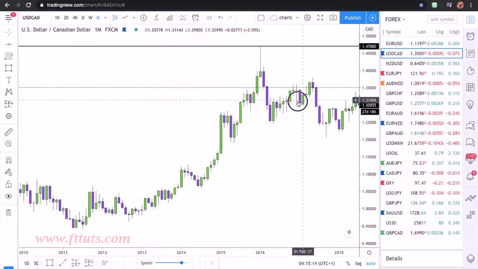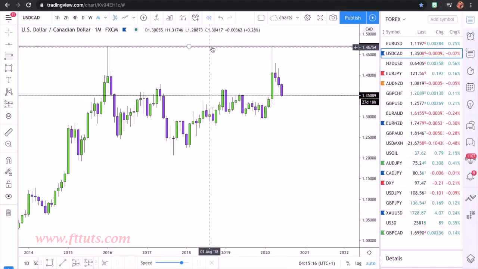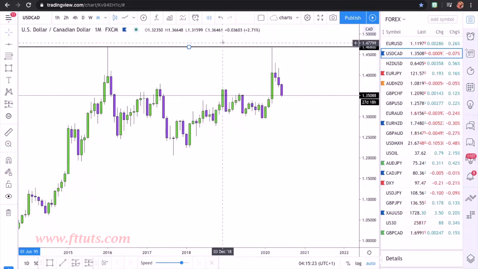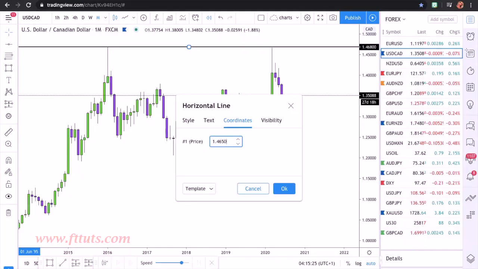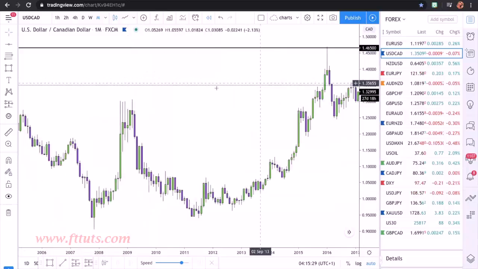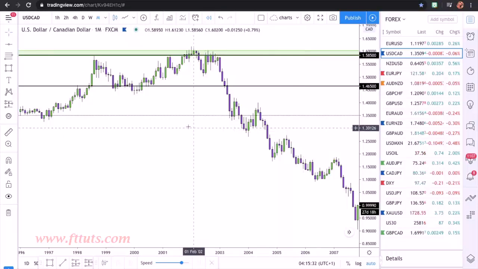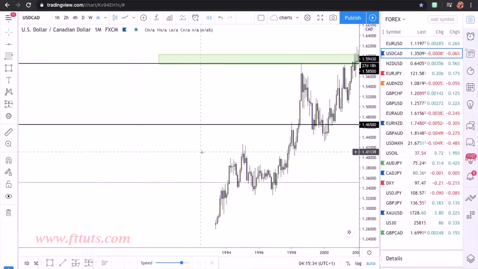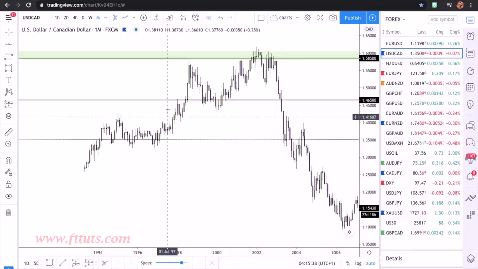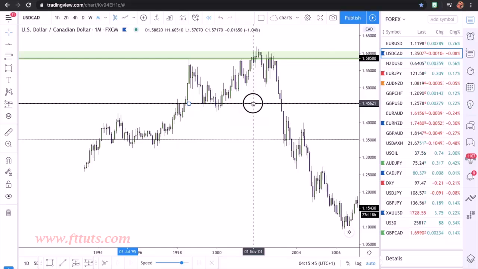So let's go 47.8 or 46.8. Let's say 46.5. Okay, so you kind of just have to adjust and see how it works. Okay, so wick, again, cutting too many candle bodies. So let's try right here.